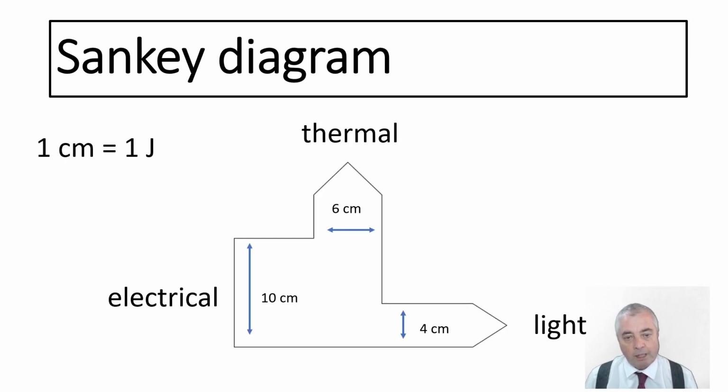Well, here's how you do it. First job is to decide on a scale. And I reckon that using 1 centimetre for 1 joule in this particular instance is a sensible scale. So you would start your arrow off being 10 centimetres thick. We've got 4 joules of light, so we want 4 centimetres there, and we've got 6 joules of thermal, so we want 6 centimetres there. That is our Sankey diagram for our LED light bulb.